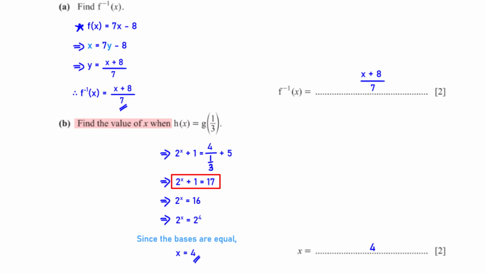4 over 1 over 3 plus 5 is 17. When we subtract 1 from both sides, we get 2 raised to the power x equals 16. 16 can be written as a base of 2, which is 2 raised to the power 4. Now that the bases on both sides of the equation are equal, then their powers must also be equal. So x equals 4.